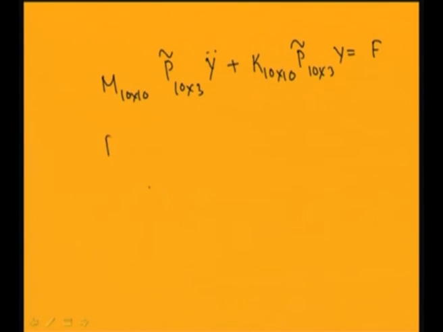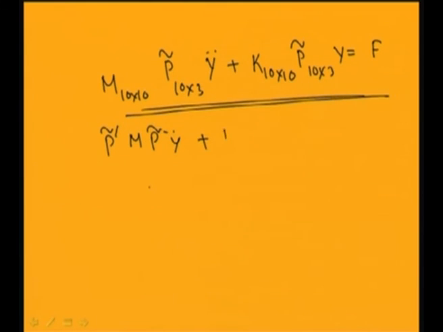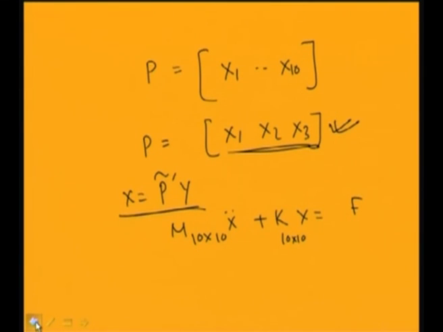Now by pre-multiplying by the weighted modal matrix transpose, you can convert this equation into a 3 by 3 matrix form. So P transpose M P y double dot plus P transpose K P y equal to P transpose F. You can see that this is a 3 by 3 matrix, this is a 3 by 3 matrix, and this is a 3 by 1 vector. In this way you can reduce a very high degrees of freedom system to that of a simpler degrees of freedom system. This method is known as the normal mode summation method.